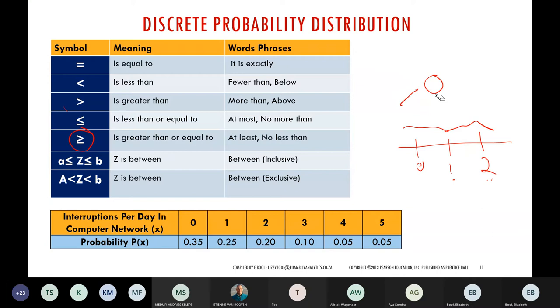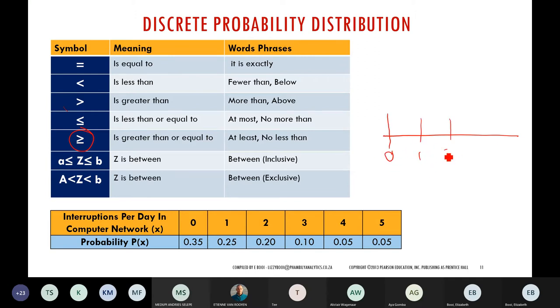We also have between. We have the values between. So if I have a number line, 0, 1, 2, 3, and 4. If they say between and they don't state anything else, we say it is inclusive. By saying inclusive, it means it also includes those values that are lying between.